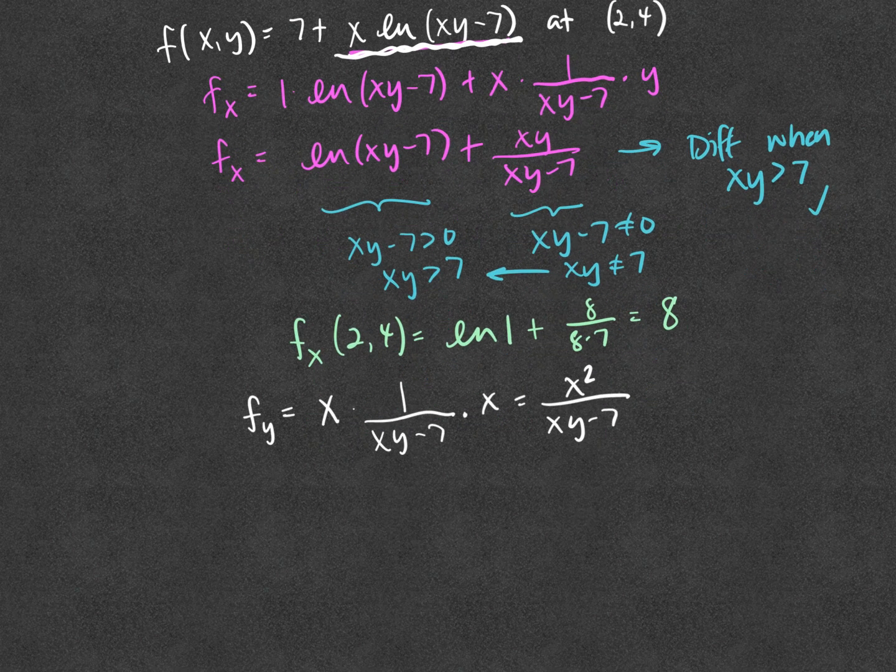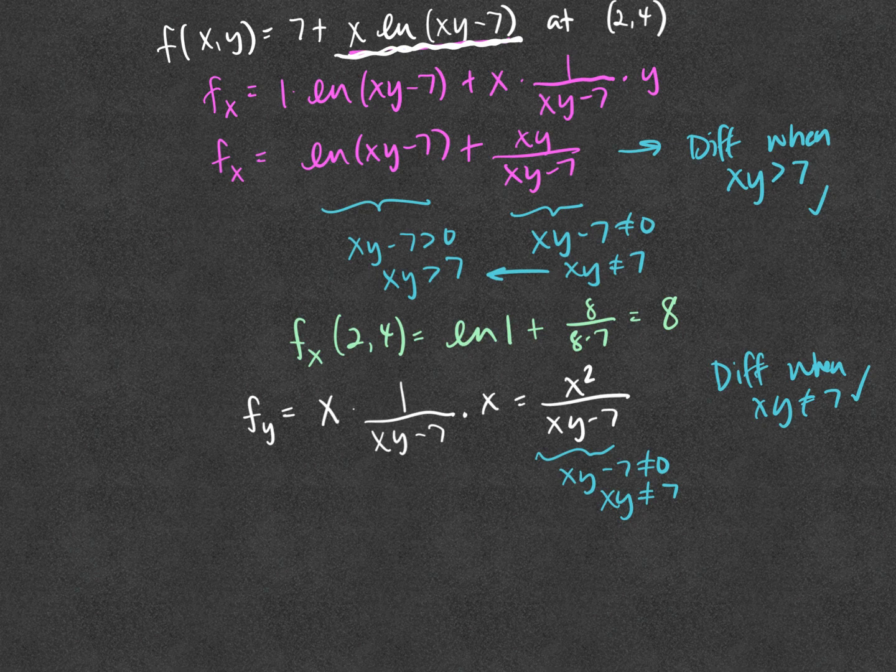Now let's talk again about the differentiability. So the domain of this is xy minus 7 does not equal 0. So xy cannot equal 7, which happens for us here because it's differentiable when xy does not equal 7. And 2 times 4 is 8, so we are good.